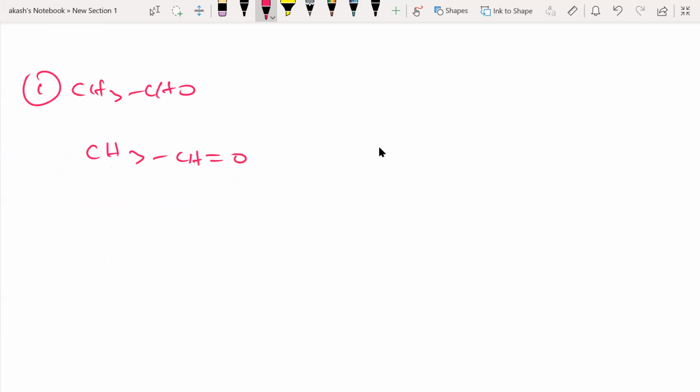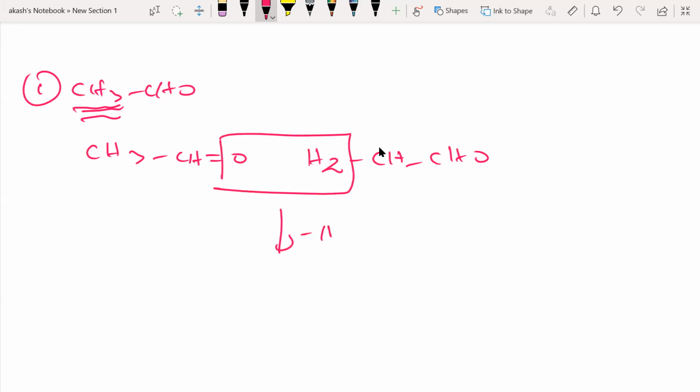Now what you do is you take the alpha position, that is the next carbon, and write it as H2CH. Write the other part directly. Now you remove H2O, and make a double bond between this carbon and this carbon: CH3, CH, double bond CH, CHO. That's it. This is your final product.